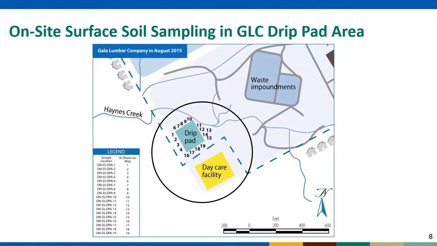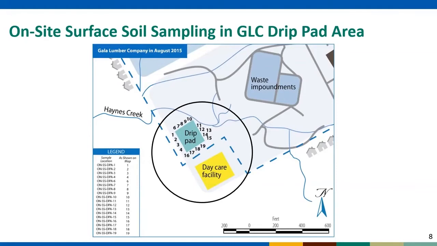The map shown here is the southwest quadrant of the GLC site. It shows sampling locations around the drip pad and associated sampling identifications. And it represents site conditions in August of 2015, where a daycare facility has been placed just off-site to the southeast of the drip pad.